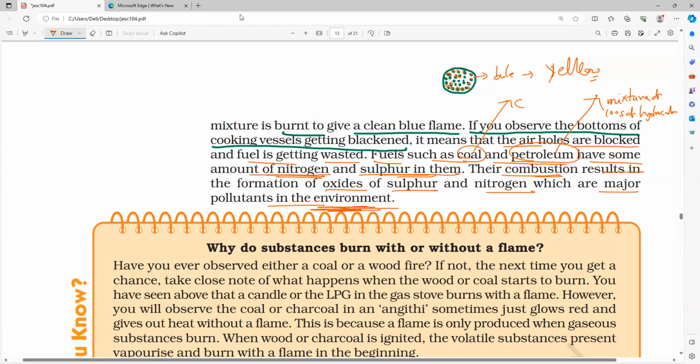Instead of blue flame, what will happen? If the holes are blocked, we'll get what? A sooty yellow flame. Understanding? Yeah, sooty and yellow flame. So that is what will be happening. For example, if you notice it, you can see different flames, just a minute.